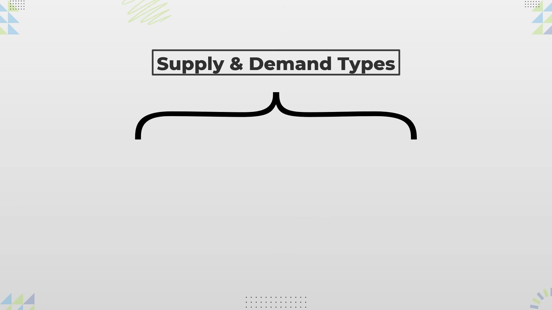Now, what are the main types of supply and demand? Supply and demand zone formations can be categorized into different types, including reversal patterns, continuation patterns, and flip patterns.